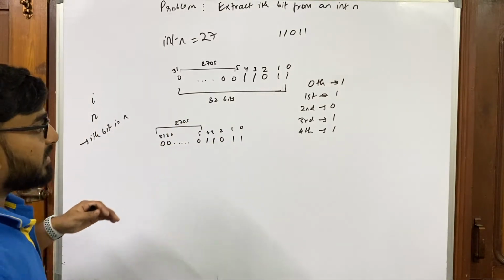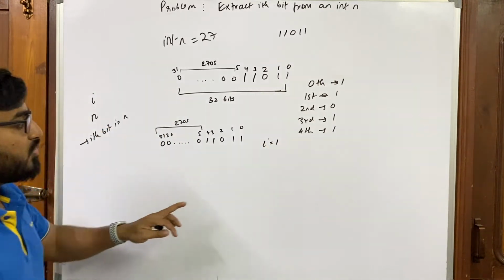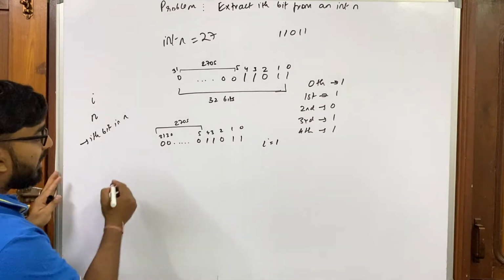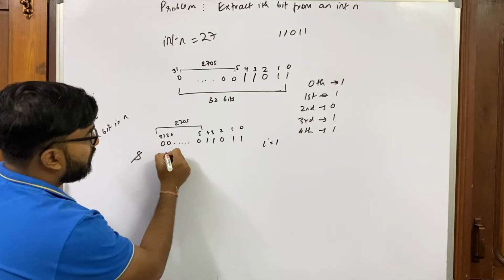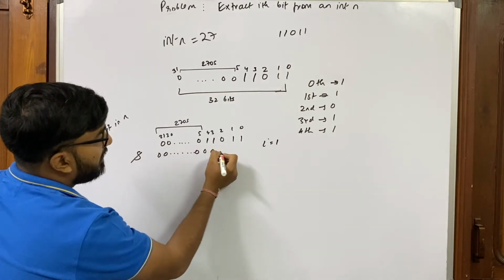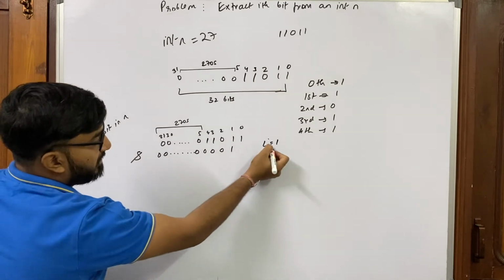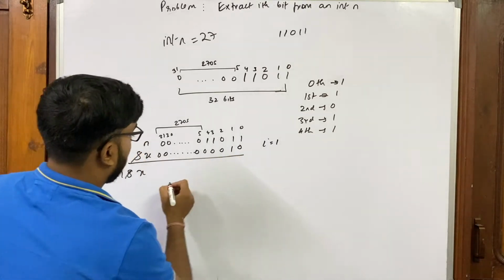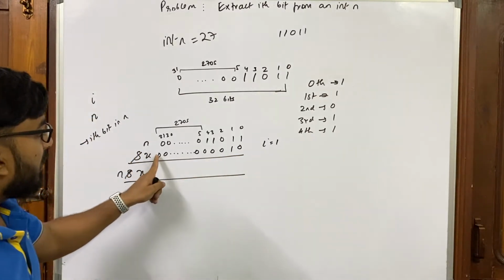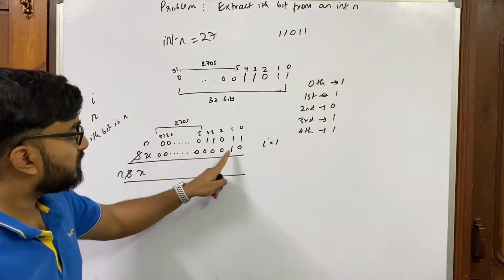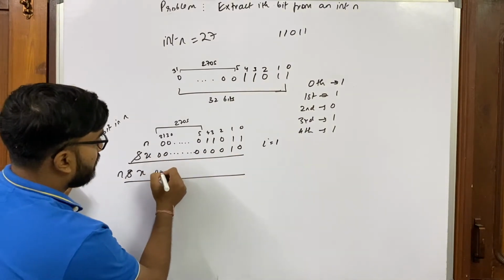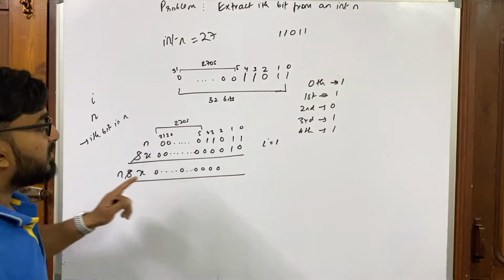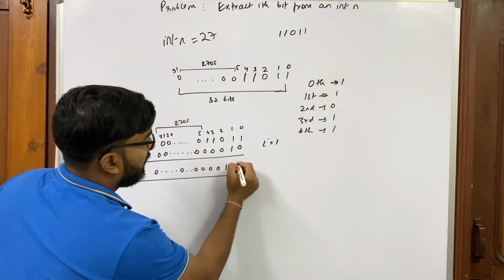Now if I want to extract the ith value, and i is 1, I want to get the bit at position 1, which is 1. So what I do is I perform a bitwise AND with a value which has all zeros except a 1 at position i. If I call this x, I find n & x. When you do bitwise AND, everything is going to be 0 at all positions except the one at i, because 1 into 0 is 0, 0 into 0 is 0. In this case, 1 into 1 is going to be 1.